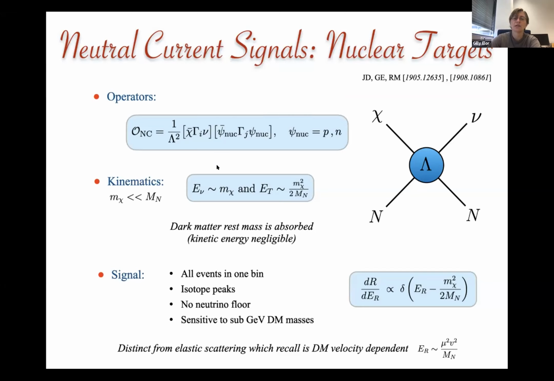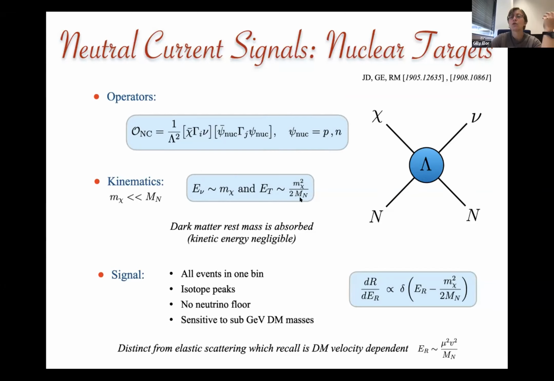So the kinematics for this are that the neutrino is going to be pretty energetic. It's going to basically have the entire mass of the dark matter at its disposal. And then the recoil energy you can just compute from kinematics. It's not going to be huge, but the point is it's independent of velocity. It just depends on the dark matter mass and the mass of the nucleon, right?